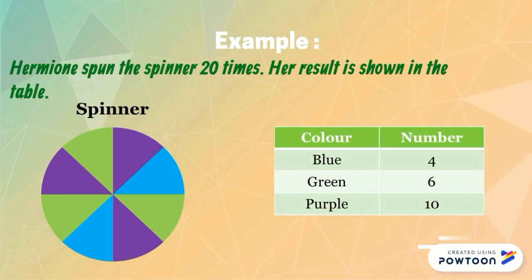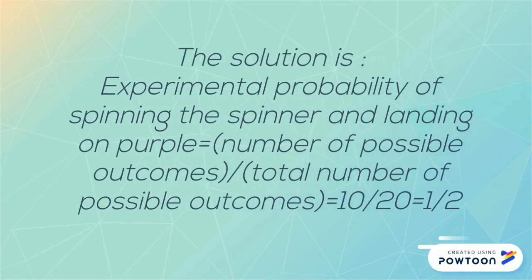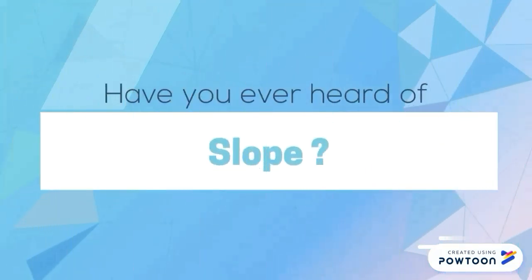Example: Hermione spun the spinner 20 times. Her result is shown in the table. Blue has 4, green has 6, and purple has 10. The solution: the experimental probability of spinning the spinner and landing on purple equals 10 divided by 20, equals 1/2.